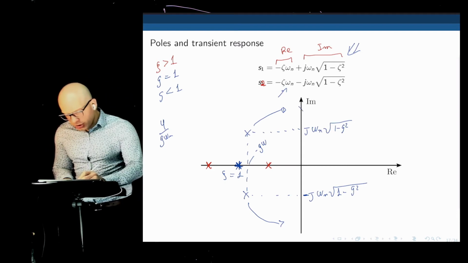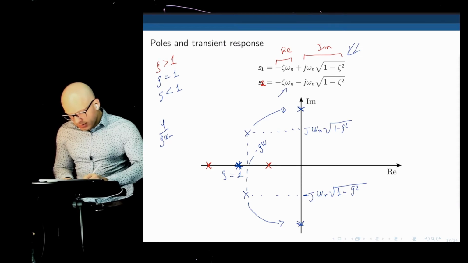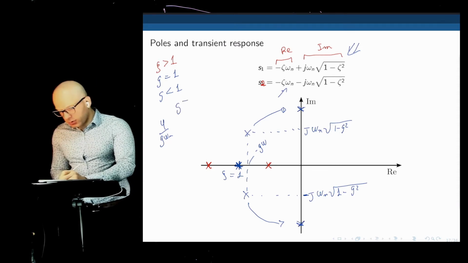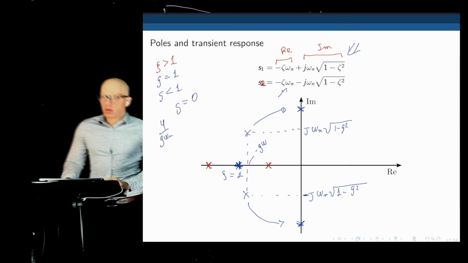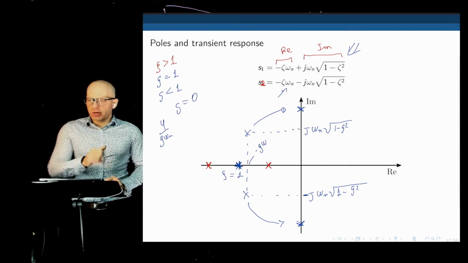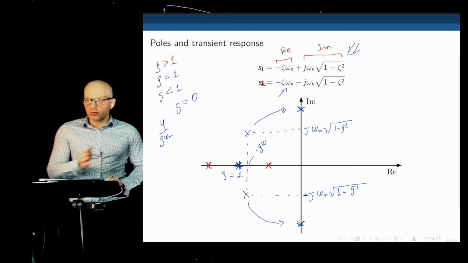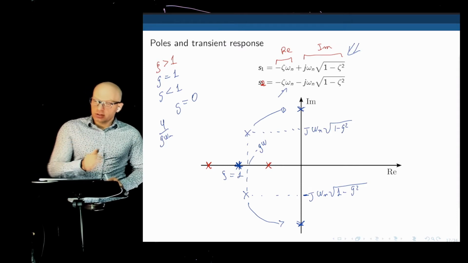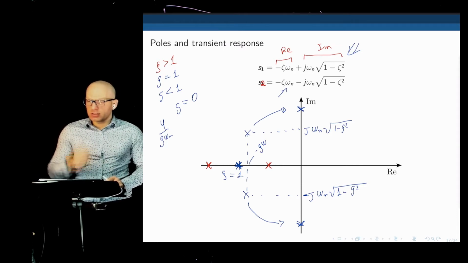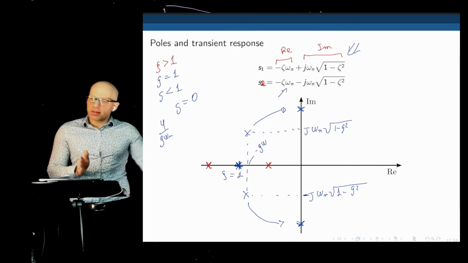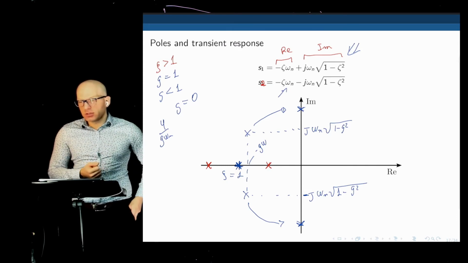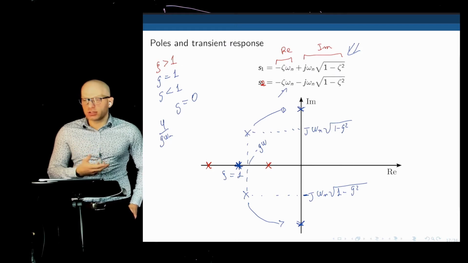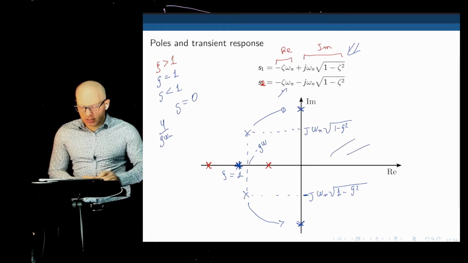And when we reach the imaginary axis, then zeta equals 0. At this point, the real part disappears, we are left with imaginary components only, and the system oscillates. Past that point, zeta is smaller than 0, and the system oscillates indefinitely. We enter the unstable zone.